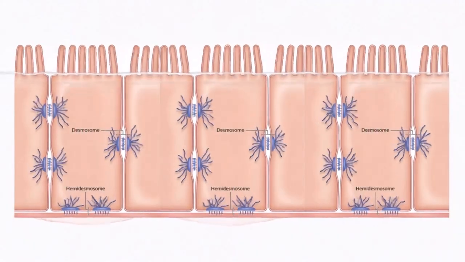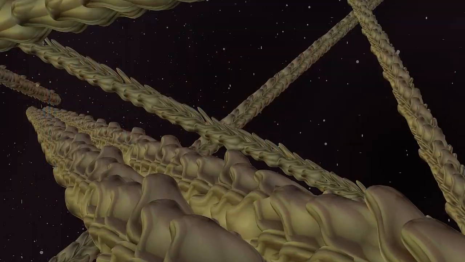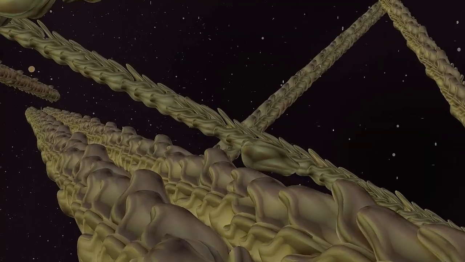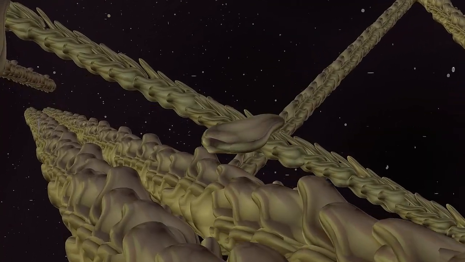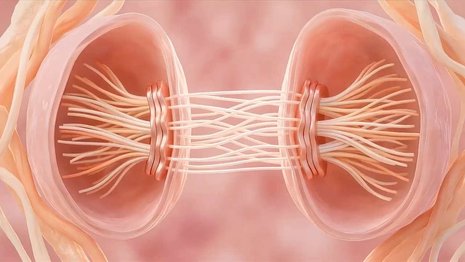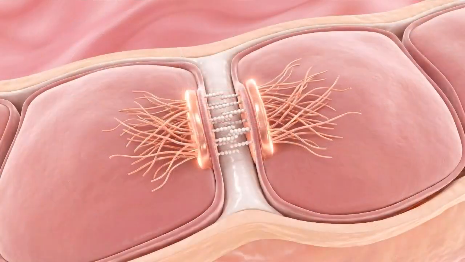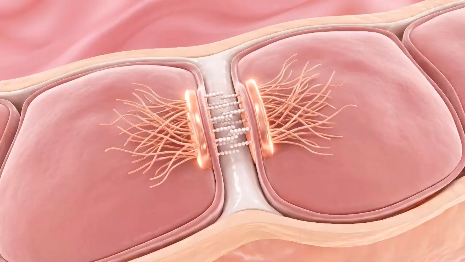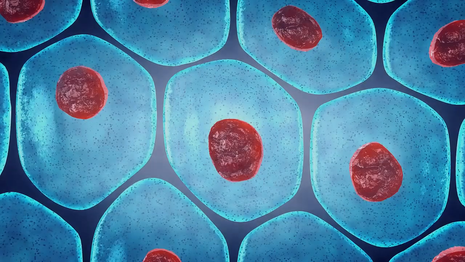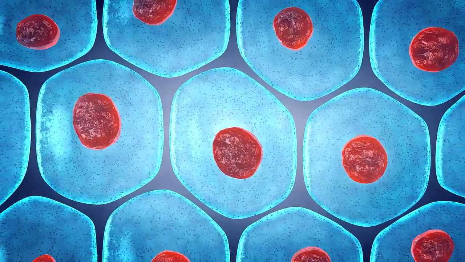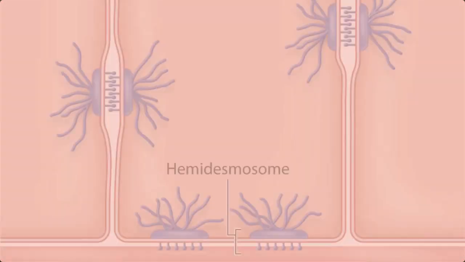Desmosomes occur in patches on the membrane of cells. These patches are structural proteins located on the inner surface of the cell's membrane. The adhesion molecule, cadherin, is embedded in these patches and projects through the cell membrane to link with the cadherin molecule of adjacent cells. These connections are especially important in holding cells together.